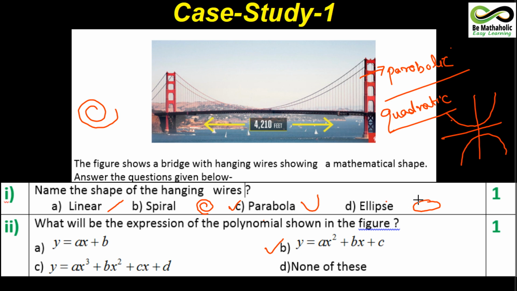Then we come to the ellipse. So elliptical shape is this. So none of the shapes is matching except the parabolic shape. So the correct answer is parabola. Right. Next we come to this.